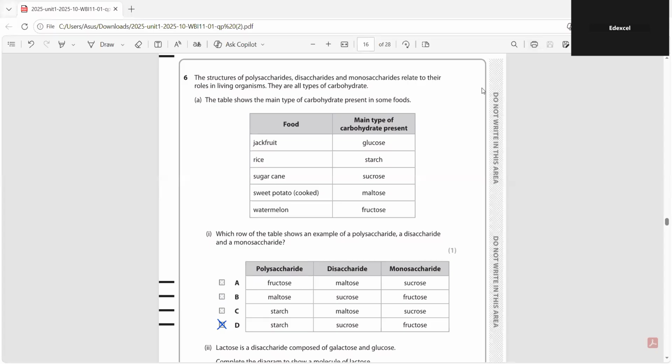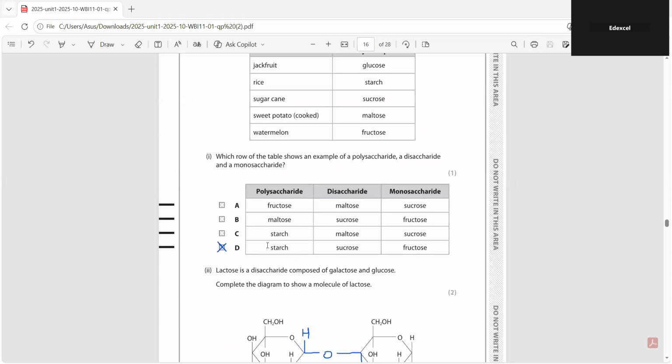Let's see the sixth question. The structures of polysaccharides, disaccharides, and monosaccharides relate to their roles in living organisms. They are all types of carbohydrate. The table shows the main type of carbohydrate present in some foods. So, the first question, which row of the table shows an example of polysaccharide, disaccharide, and monosaccharide?